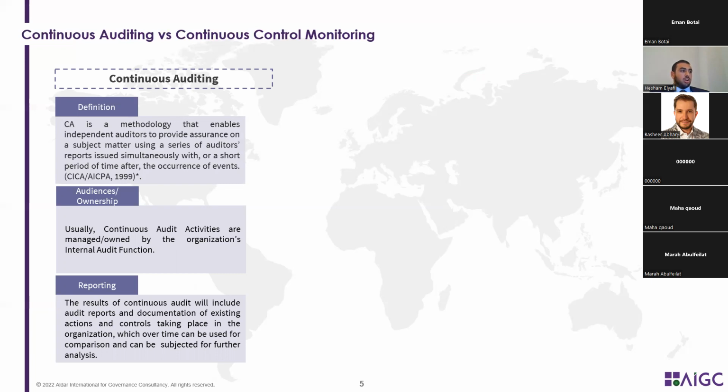The audience of continuous auditing, or actually, the ownership of continuous auditing tools, was usually the internal audit function within the organization. And usually the reports of continuous auditing would include audit reports, compliance checks, and comparisons between the existing period and the previous period.